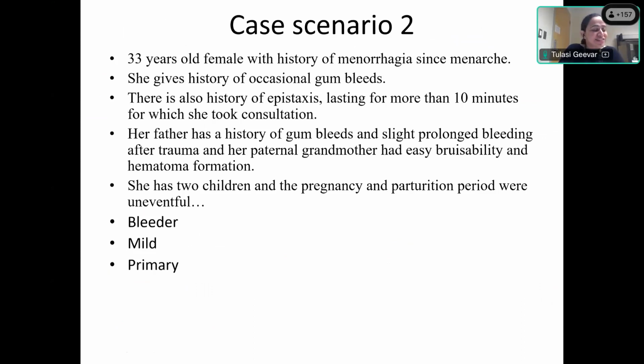So what is it likely to be? It is likely a primary hemostatic disorder. This is because most of the patient's symptoms are related to surface mucosal bleeding: menorrhagia, epistaxis and gum bleeding. So all the types of bleeding are mucosal bleeds, which is suggestive of a primary hemostatic disorder. Is it inherited or acquired?